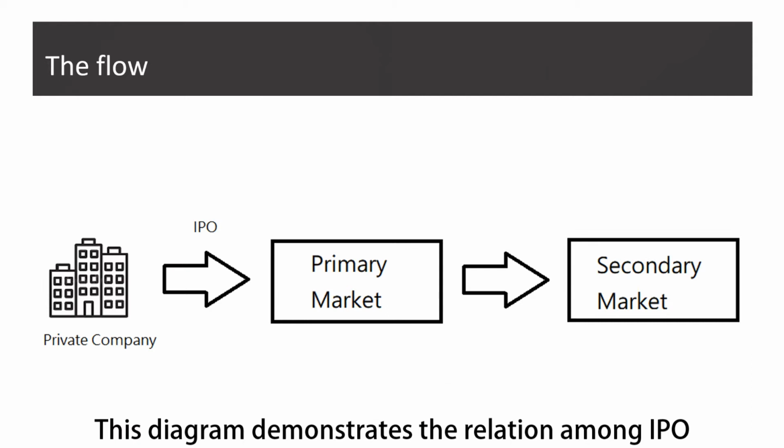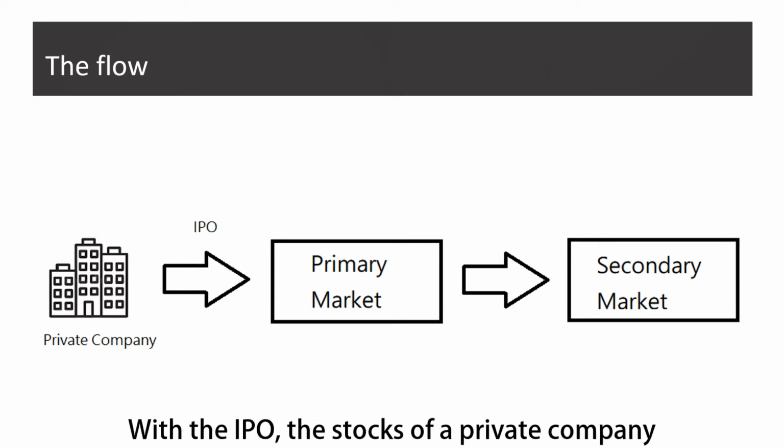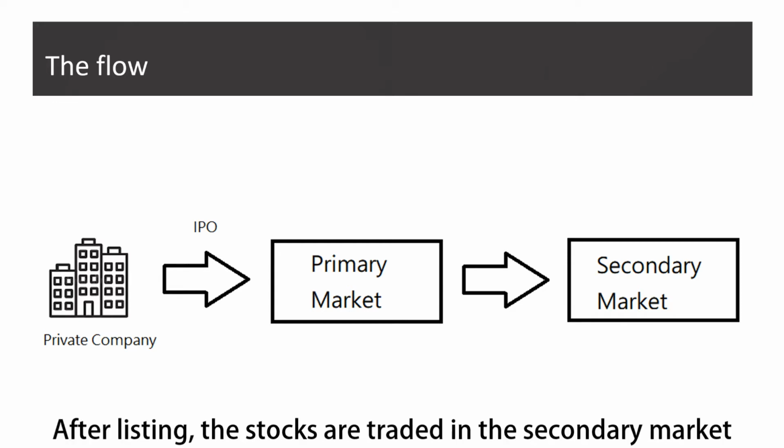This diagram demonstrates the relation among IPO, the primary market, and the secondary market. With the IPO, the stock of a private company can be subscribed in the primary market. After listing, the stocks are traded in the secondary market.